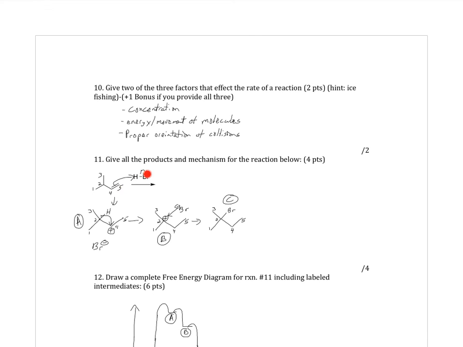Here, pi bond attacks HBr, good numbering system. Form a secondary carbocation, which is good. We can do a hydride shift though and get a tertiary carbocation that attacks.